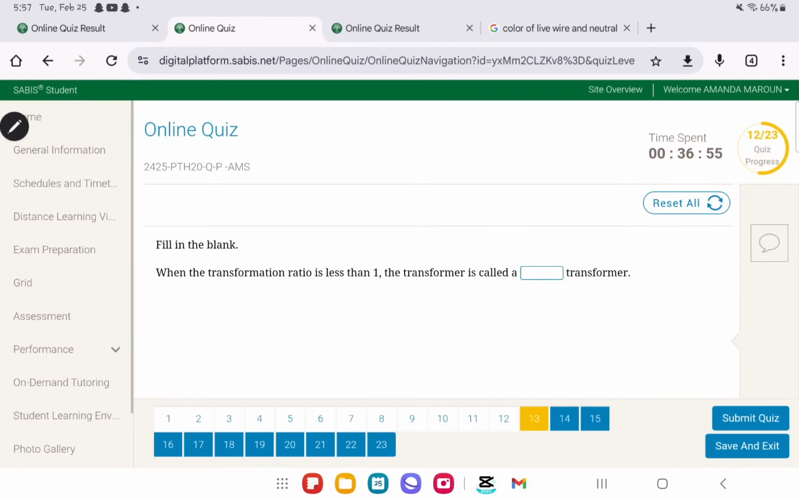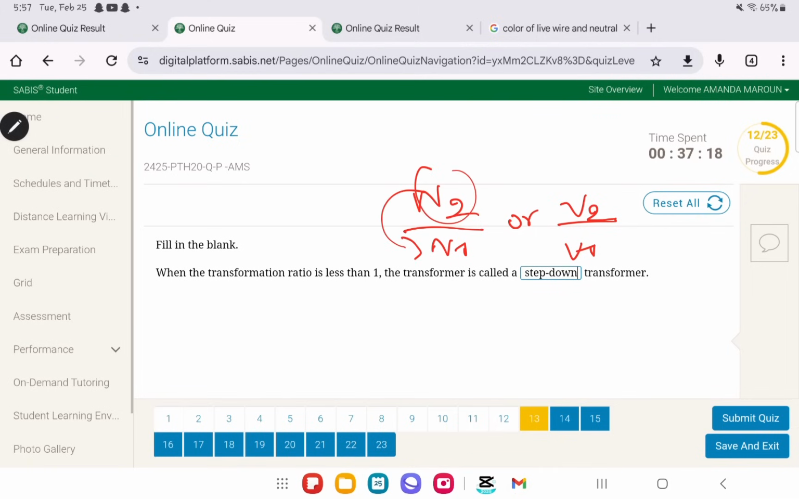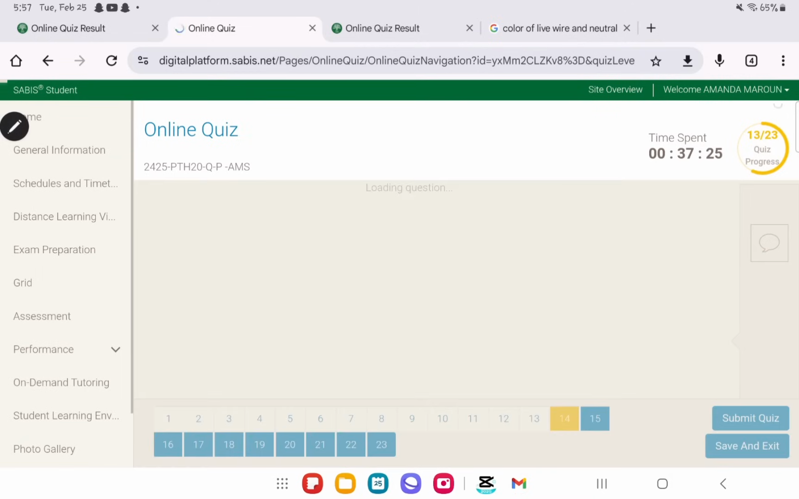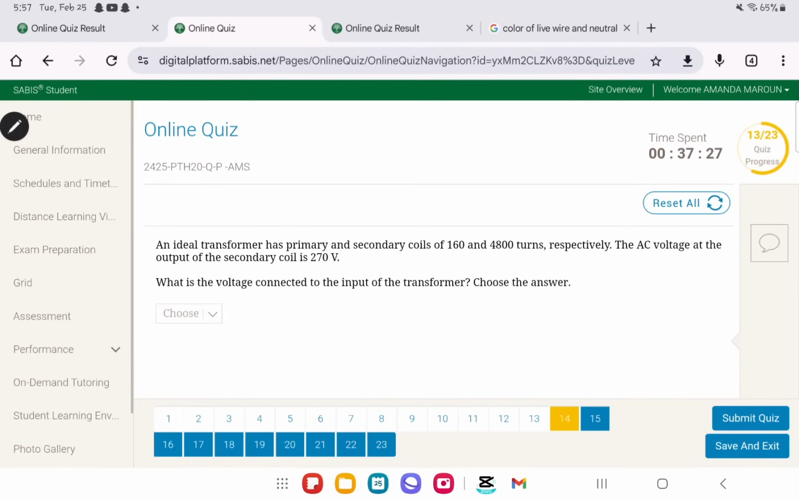When the transformation ratio is less than 1, the transformer is called a step-down transformer. Why is that? Because the transformation ratio is usually N2 over N1, or V2 over V1. So if this ratio is less than 1, that means N2 is less than N1, and that means that N2 has fewer turns than N1. That means it is a step-down transformer. We move on to question number 14.